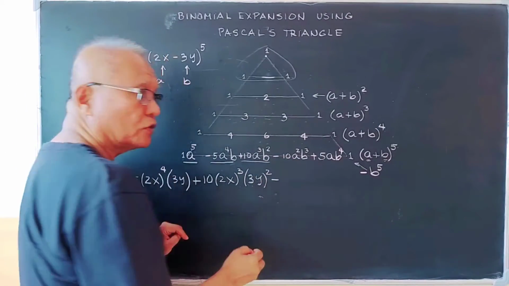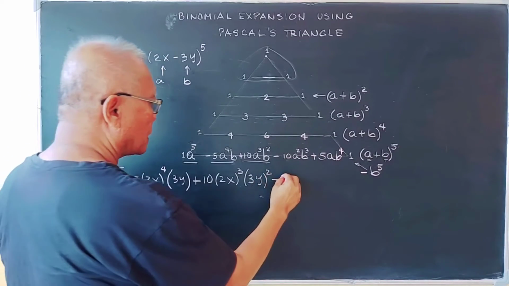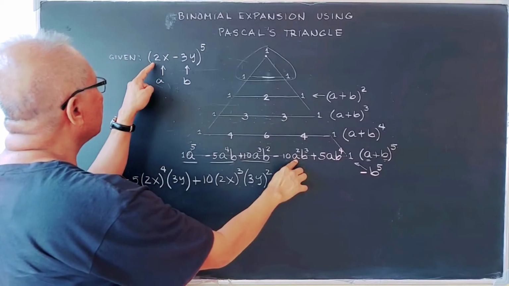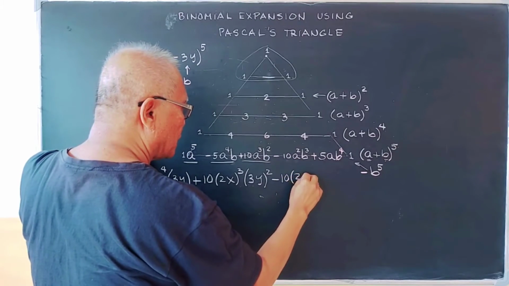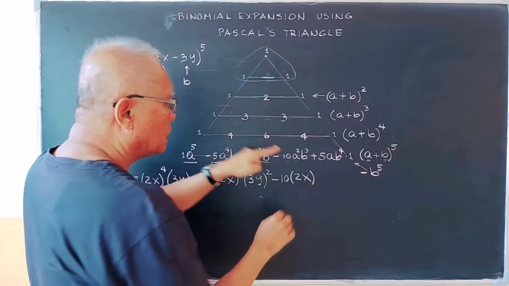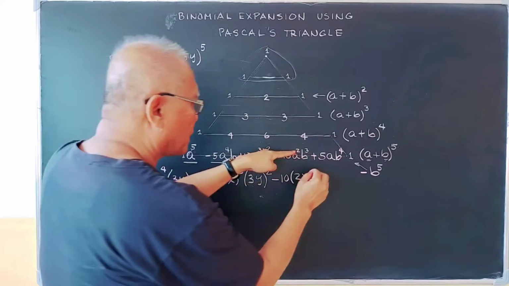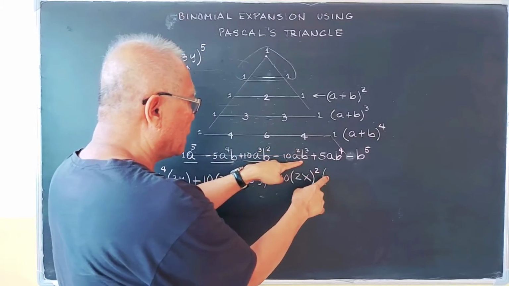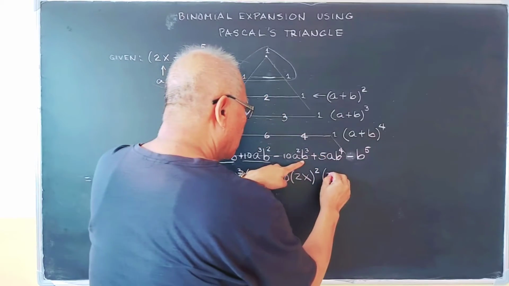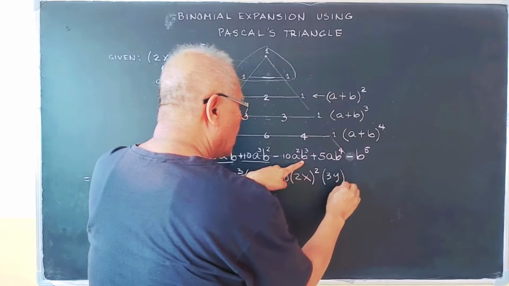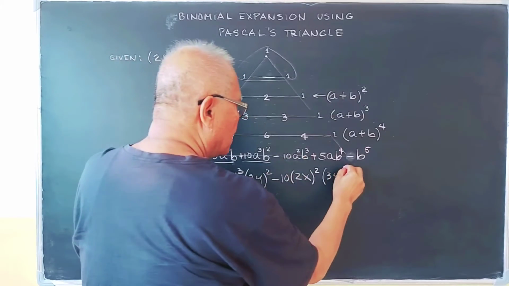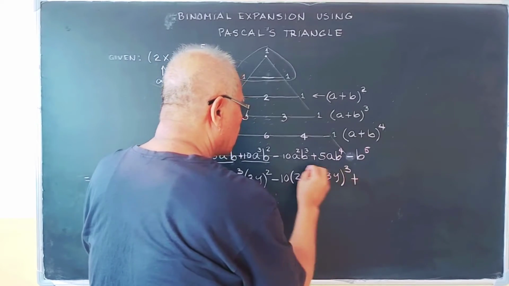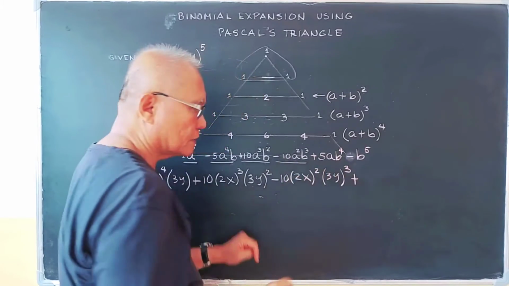Minus, we have minus 10. We copy the 10 here. A, what is A? 2x. We have 2x to the second power. B is 3y. To the third power, okay, plus, okay, plus, we're done with this, okay.